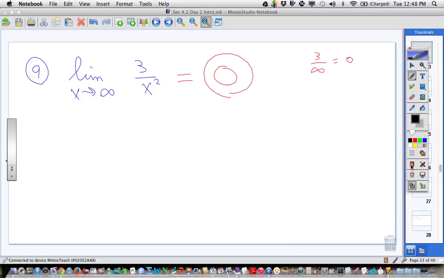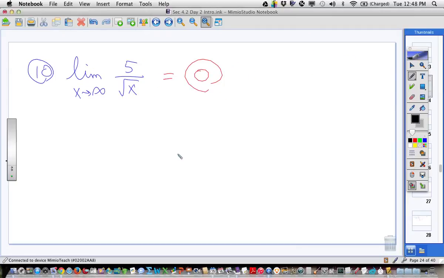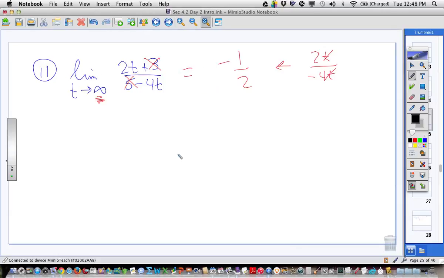Is this a L'Hopital's rule? It's 3 over infinity. It's not a L'Hopital's rule. So we would have just done this the way we did it for today. Okay, number 10. Again, 5 over infinity. That is not a L'Hopital's rule. What about 11? Isn't that infinity over, it's actually infinity over negative infinity, which is fine. So yes, we can use L'Hopital's rule.